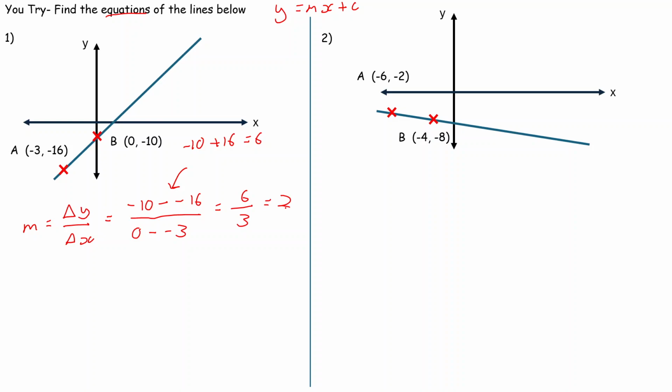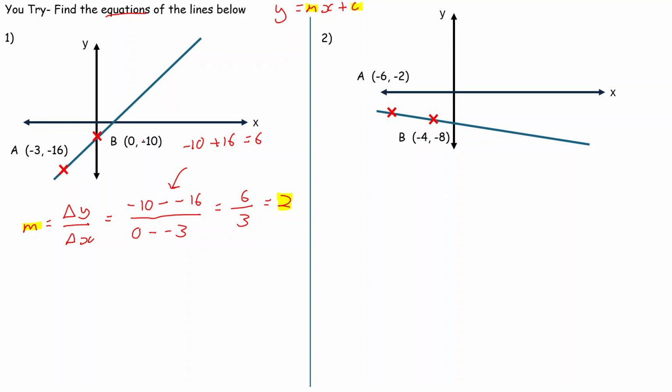And let's have a bit of a sanity check here. My gradient m is positive, which makes sense because I'm going kind of in the positive direction for gradient. So that does make sense. So gradient m is equal to 2. So I found my m value, which is good. I found this part, which is good. I've still got to find my c part, where it crosses through the y-axis.